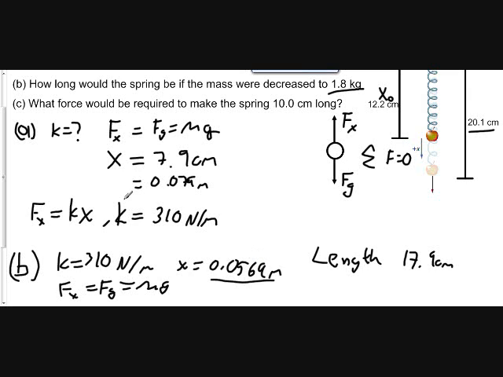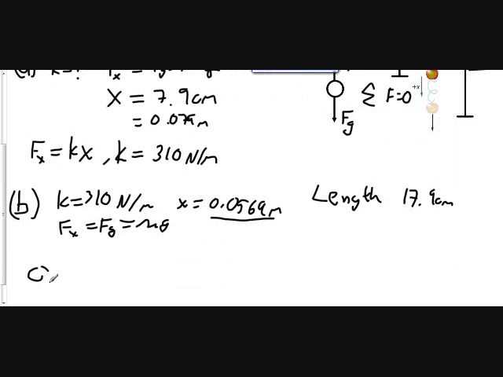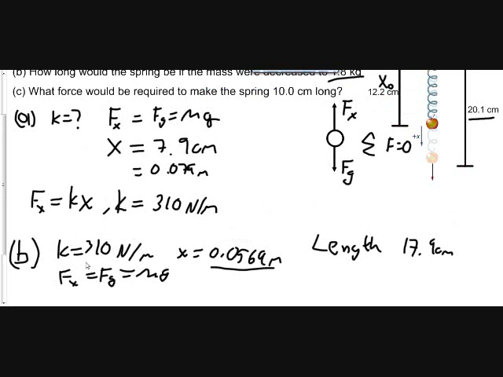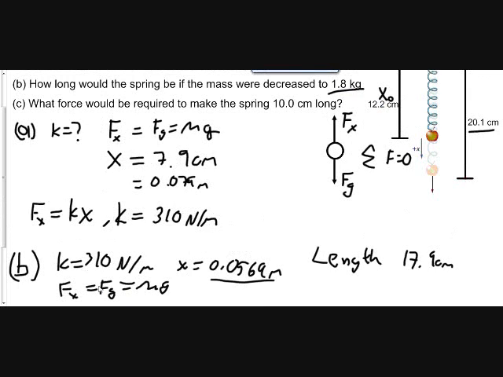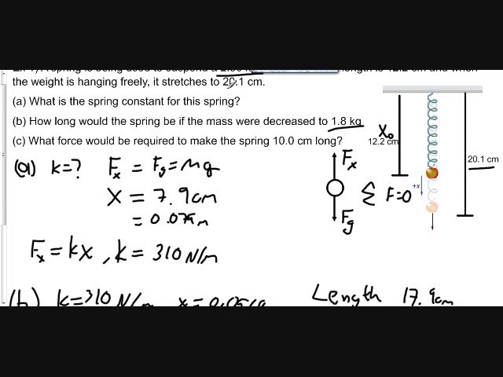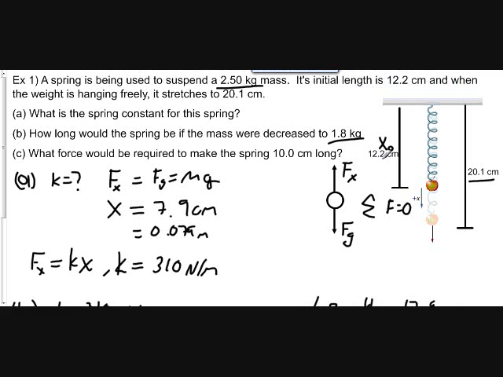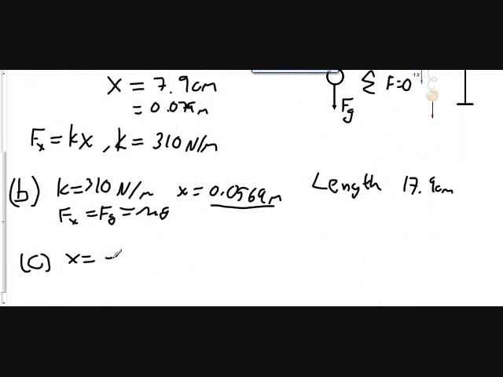And the last part, what force would be required to make the spring 10 centimeters long? So let's go through and do this one here. So again, we know the same k. The x in this case, again, we want to make it 10 centimeters long. So again, x is not 10 centimeters though, because x is the change from the equilibrium length, which was 12.2 centimeters. So really my x is negative 2.2 centimeters, and of course put that in meters. And I'm getting an extension force of negative 6.82 newtons.